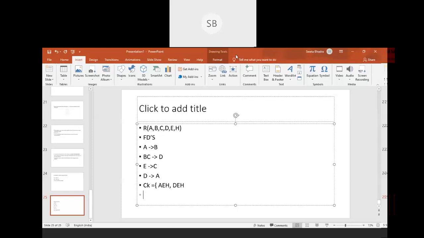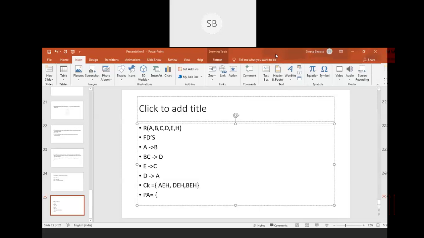What was the other candidate key you had? Yes, it is BEH. Right. And DEH we already found, right? So we had 3 candidate keys. Now prime attributes. What are the prime attributes? Please tell me.